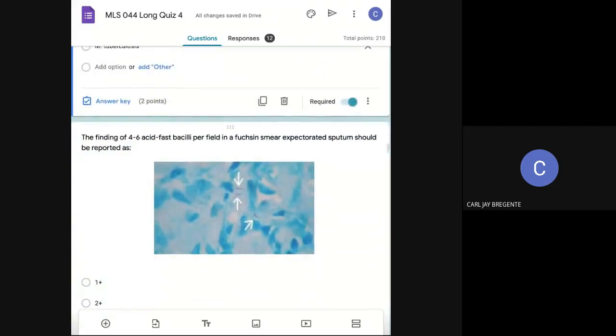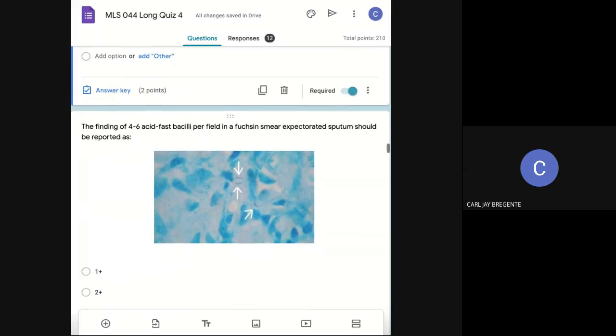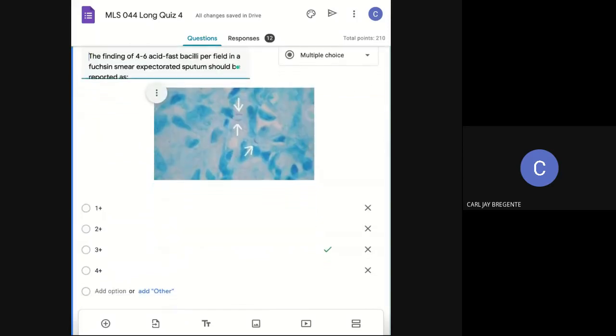The finding of 4 to 6 acid-fast bacilli per field in a toxin smear of expectorated sputum should be reported as 3+. Basta makakita na kag mga 4 to 6 class, that is 3+ already. Walay 4+ so far sa CDC guidelines o sa DOH standards na Dutch treatment.